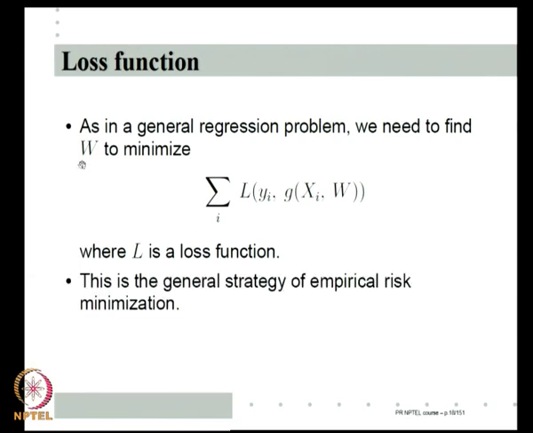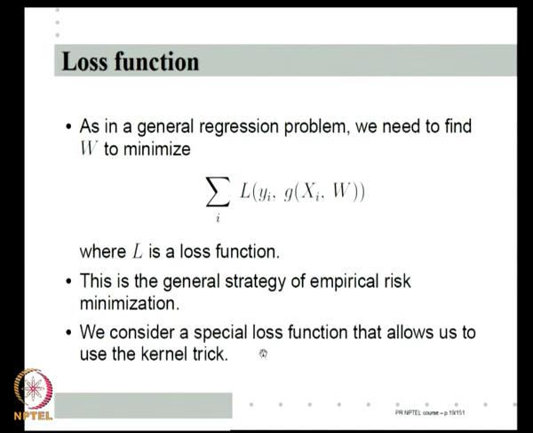Of course, I can put a 1 by n in front, but that makes no difference. So, what we have been doing so far, by choosing an appropriate loss function, is to essentially minimize an empirical risk like this. What we are going to do, as we already discussed in the last class, is use a special loss function that allows us to use the kernel trick.